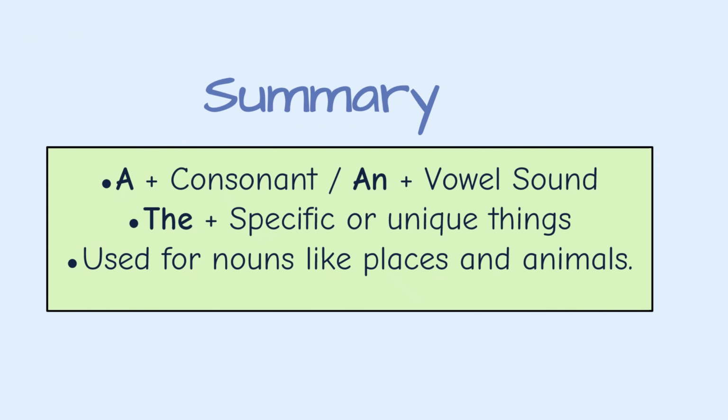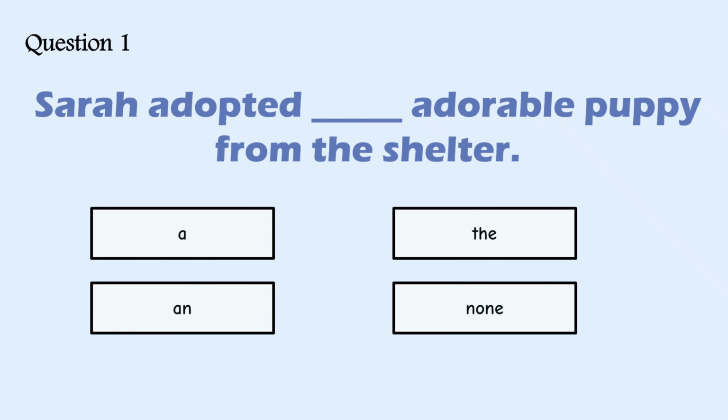Now to conclude our lesson, let's look at a summary. When we have a consonant sound, we will use the article a. And when we have a vowel sound, we will use the article an. Article the is used when there are specific or unique things, used for nouns like places and animals. Now let's take a quiz.